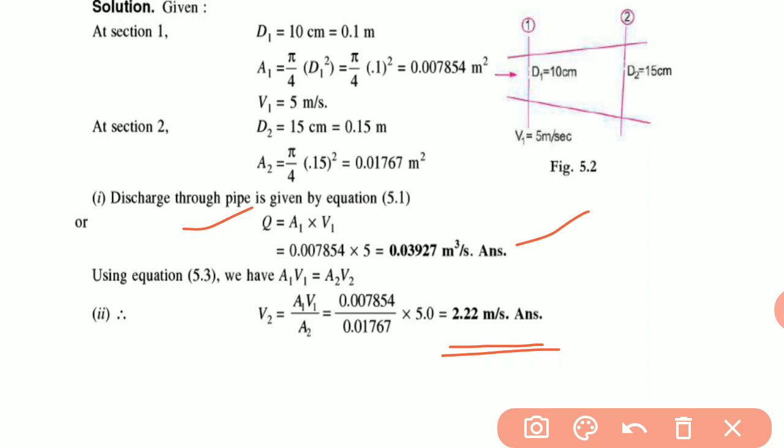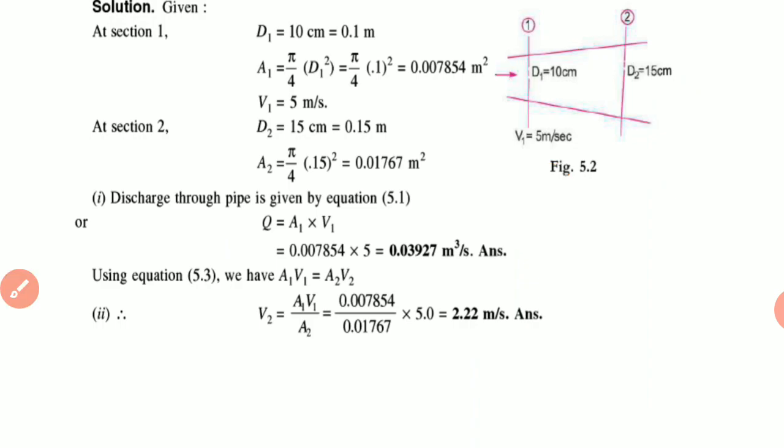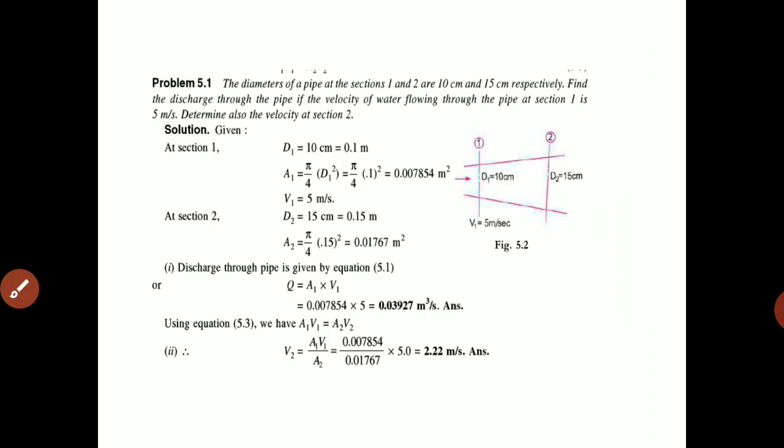And also by common sense, just remember, this is the 10 centimeter diameter and it has a higher velocity, that is 5 meter per second, and the second point has a diameter of 15 centimeter and a lower velocity, that is 2.22. So likewise we'll calculate problems with the help of the continuity equation.